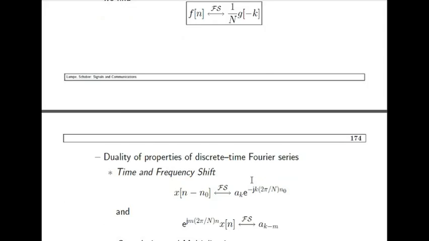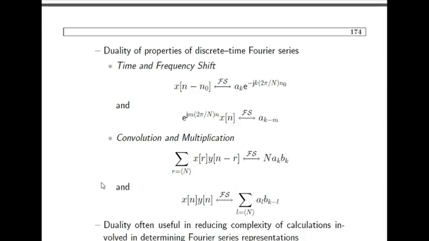With the duality of discrete time Fourier series, there are a few properties. The first property is time and frequency shift. For x of n minus n naught, the Fourier series representation will be a k e to the power j k 2 pi by N into n naught. Or if I multiply a complex exponential with x of n, then its Fourier series representation will be a k minus M. Now let's see the convolution and multiplication property from the duality property.